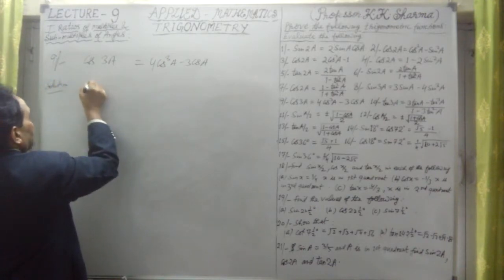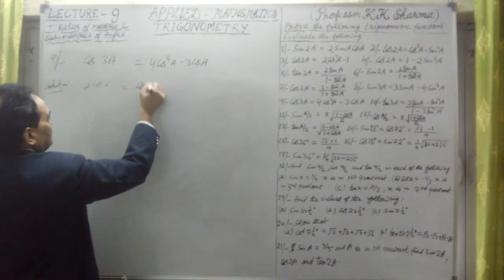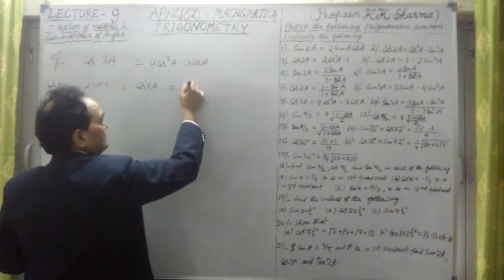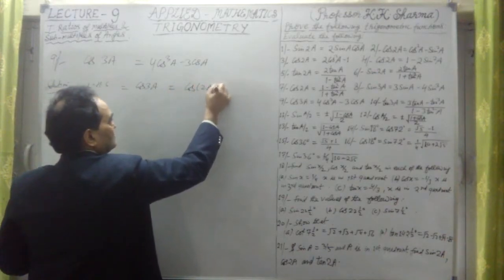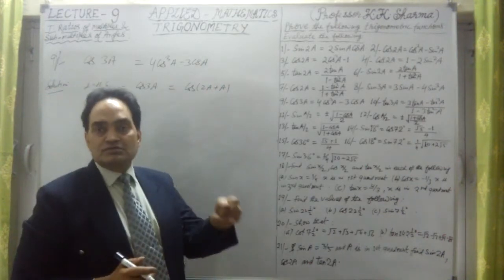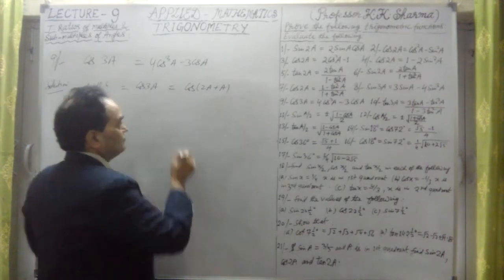Left hand side here, which is cos of 3A. Again, cos of 3A can be written as cos of 2A plus A. Open this by the formula for A plus B, the cos A plus B addition formula.